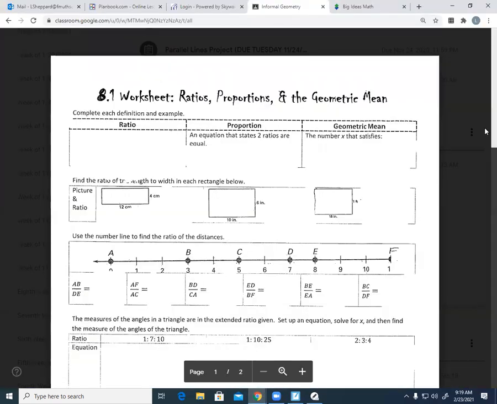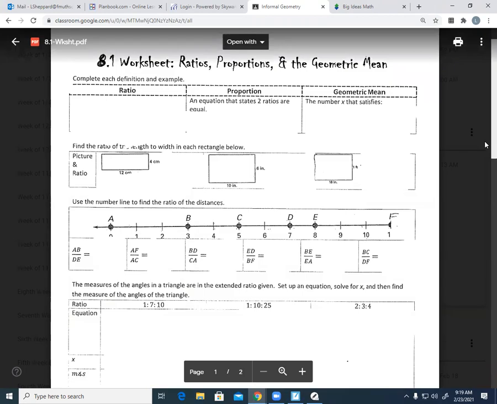So let's go through a couple more things, talk about how to set up a ratio, what a ratio looks like, and so on and so forth.